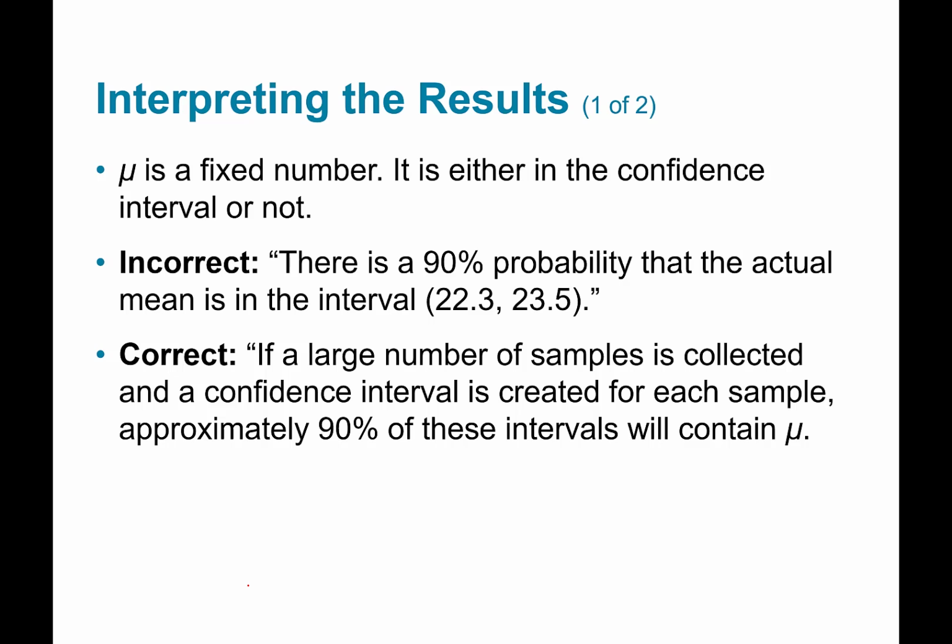So we're not saying that there's a 90% chance or a 90% probability that the actual mean is in this interval. We're saying we're doing this with 90% confidence. So if we do this over and over and over, 90% of all the intervals will contain our population mean.